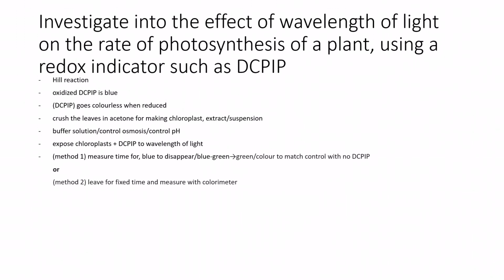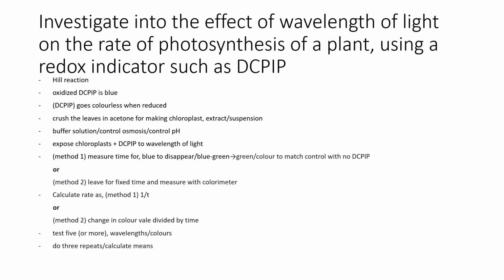You can calculate the rate of photosynthesis using the formula 1 divided by time taken for blue to disappear. Test 5 or more wavelengths and do 3 repeats. To plot a graph, plot wavelength on the x-axis against calculated rate on the y-axis.